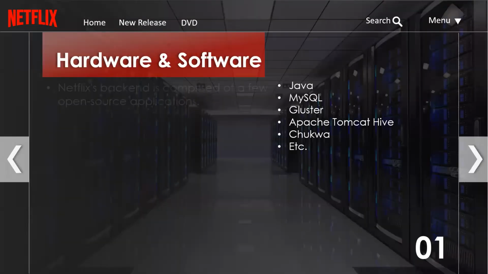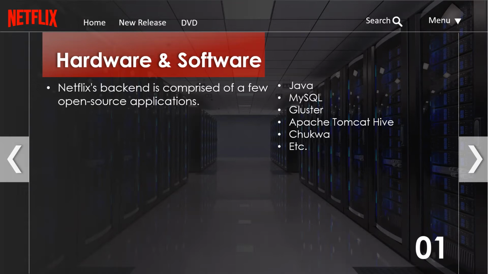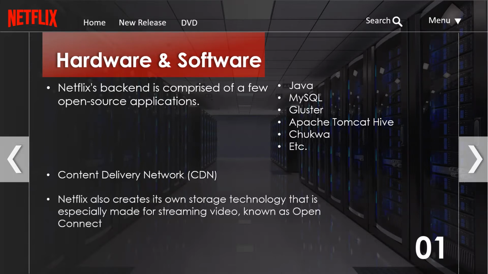Hardware and software of Netflix. Netflix's backend is comprised of a few open source applications, such as Java, MySQL, Gluster, Apache Tomcat, Hive, Chukwa, and others. Content Delivery Network, short form CDN. What is CDN? CDN is used to improve website loading times, reduce bandwidth, and can also improve website security. Netflix also creates its own storage technology that is especially made for streaming video, known as OpenConnect.